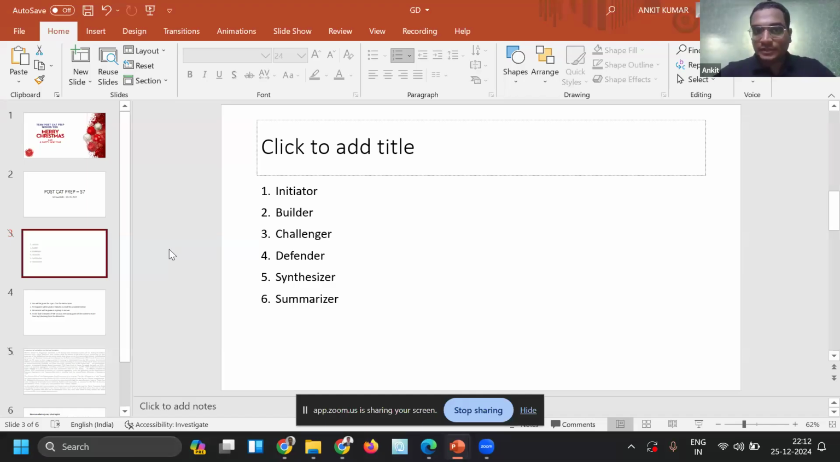We'll move ahead. Challenger. Let's take an example of a 12 minute GD. Once you are into 2.5 minutes, the part of initiator and builder goes away. Again, I'm repeating, there could be more than one builder, there could be more than one initiator, but refrain from being the third initiator in any case, because it would sound like rhetoric, and you might not get good marks even though you are giving good points.